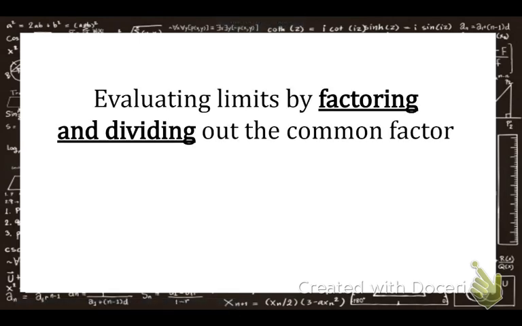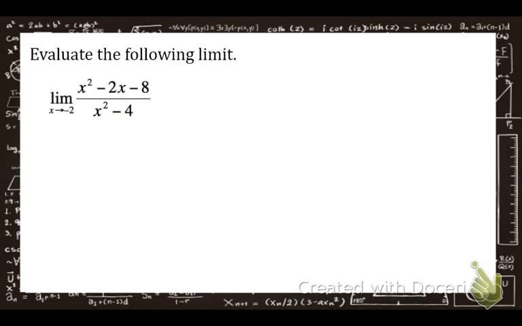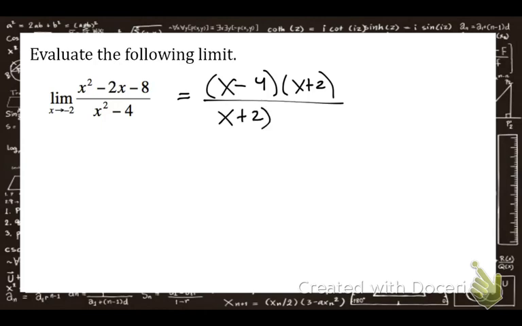The next way we learned how to evaluate limits was by factoring and dividing out a common factor. For example, this one. We learned later that we can also use L'Hopital's rule, but the first way we learned how to do this one was by factoring and simplifying out the common factors. If you factored x squared minus 2x minus 8, you would have gotten (x minus 4)(x plus 2). And if you factor the denominator, we get (x plus 2)(x minus 2). Since we have that common factor of x plus 2, we could simplify it out by dividing it out, and then reevaluate by direct substitution and plug -2 back into the function again.